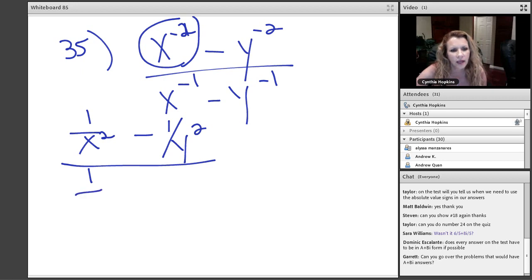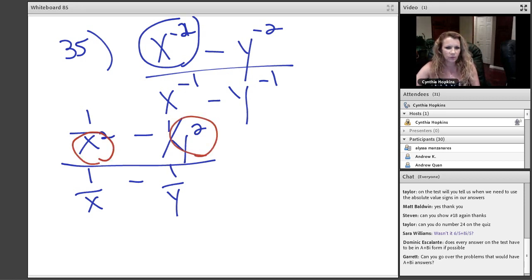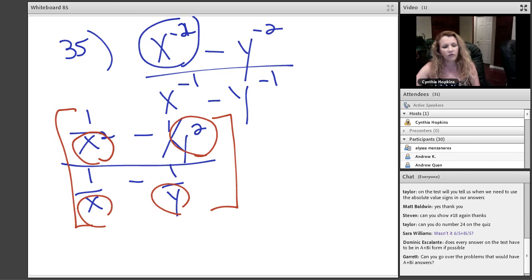Okay, denominator, I have 1 over x to the first, so I'm just going to write 1 over x. And then I have minus y to the negative 1 power, so that equals 1 over y. Okay, this is definitely a complex fraction. I'm going to simplify this the exact same way I showed you the other complex fraction. I'm going to multiply by the least common denominator of all 4 of those minor denominators. So the common denominator would be x squared, y squared.